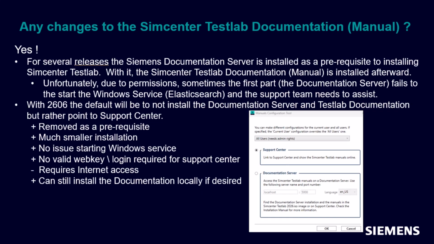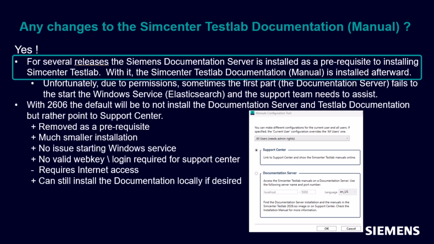Are there any changes to the documentation? For several releases now, when we install Testlab, the help files, basically there's 2 parts to the help file. One is we install the Siemens documentation server. Then after that, we install the Testlab documentation. So I think since 2206, this has been a prerequisite. So when we install Testlab, we first installed the documentation server, and after that, we installed the Testlab documents.